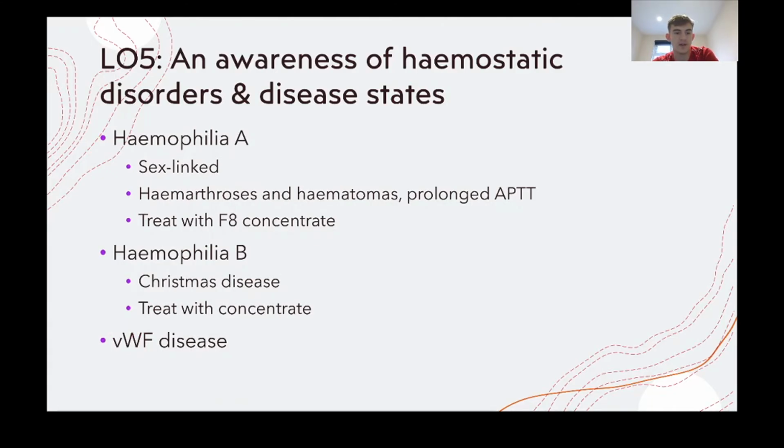We've got hemophilia A, which is sex-linked, meaning that the disorder is carried on the X chromosome, so it's more prevalent in men because we only need one copy of that faulty gene. So we see hemarthrosis, hematomas, and prolonged APTT, and we basically treat that with factor VIII concentrate because hemophilia A is basically deficient in factor VIII. And then we've got hemophilia B, also known as Christmas disease. So a guy called Christmas was the first guy to have it, and then again we treat with concentrate.